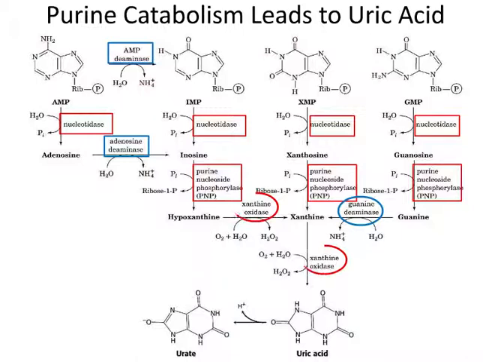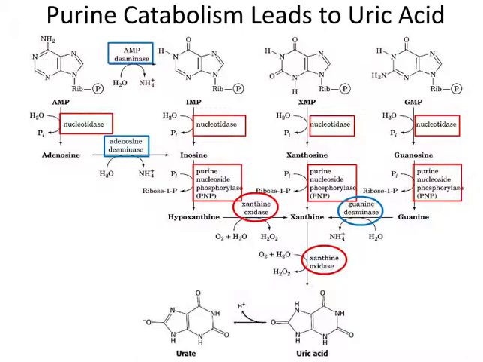Xanthine oxidase oxidizes hypoxanthine to xanthine and xanthine to uric acid. Uric acid is the end product of purine catabolism in humans. Essentially, the pathway for the synthesis of adenine and guanine bases from IMP is reversed so that they are converted back into hypoxanthine and xanthine.